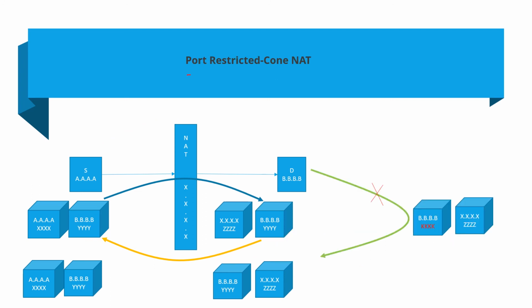Now let's talk about the port restricted cone NAT. Here also this communication looks very similar to what we have discussed so far. An initiator has to initiate a connection first. Now look at the difference. Even if the host remains the same, if the source port gets changed to KKKK, this is not going to get delivered to the original host.